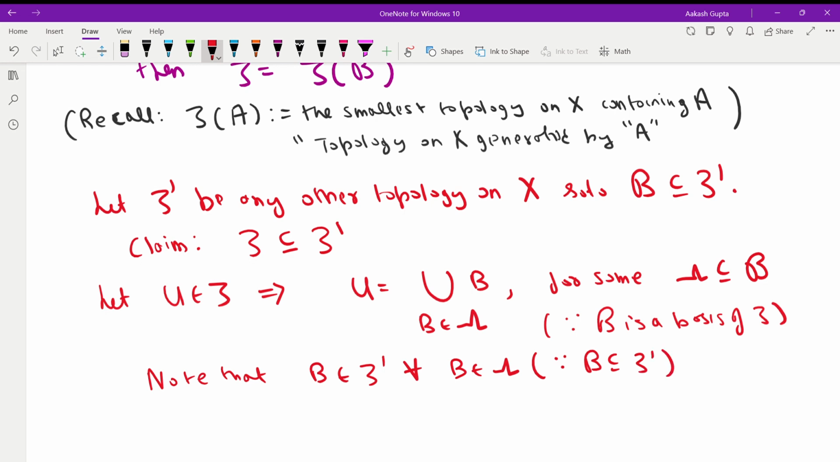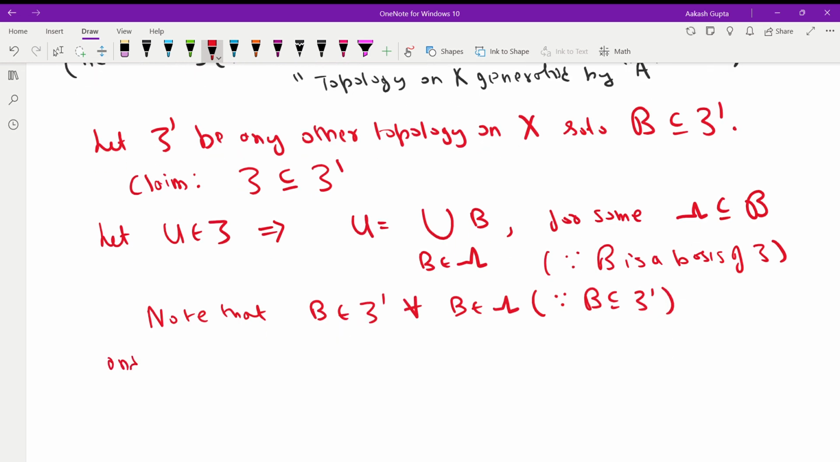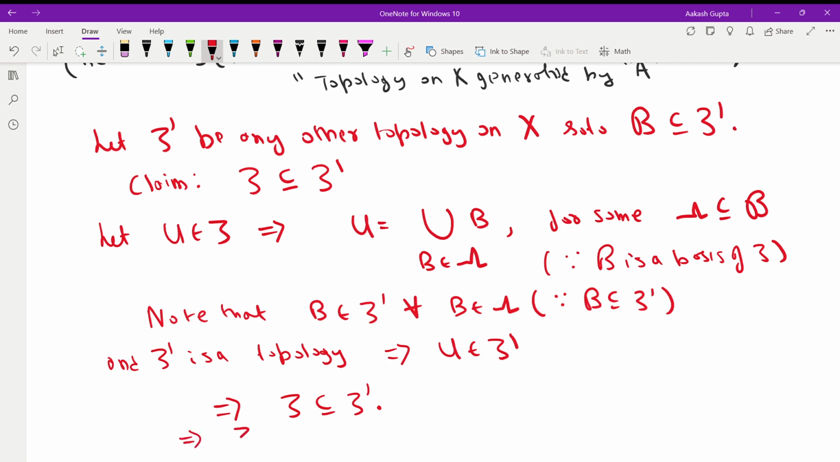Right. And what is tau prime? Tau prime is a topology, so it is closed under arbitrary unions. So this implies U belongs to tau prime. So you see, it is very easy to observe that tau is sitting inside tau prime. So tau is indeed the smallest topology which contains the set script B, right? I hope you understood this.